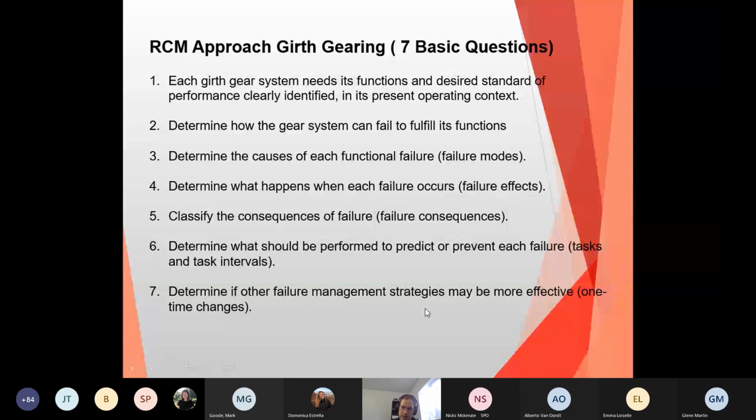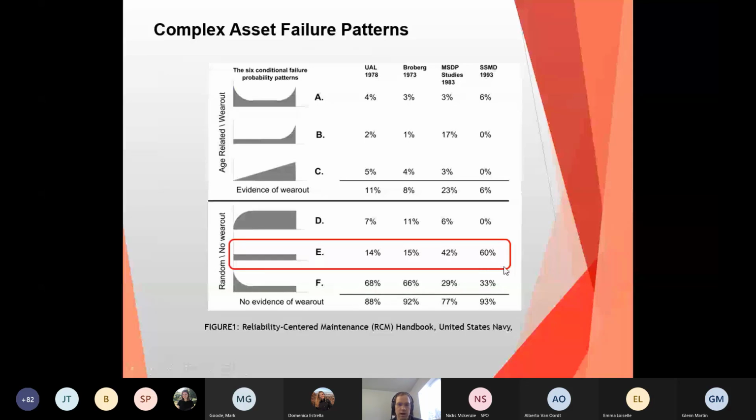And then, at the end, if these failure management strategies are not effective enough, one-time changes are needed, which would be engineering or design changes. So going to complex asset failure patterns. This is basically an excerpt from an RCM handbook from the United States Navy.